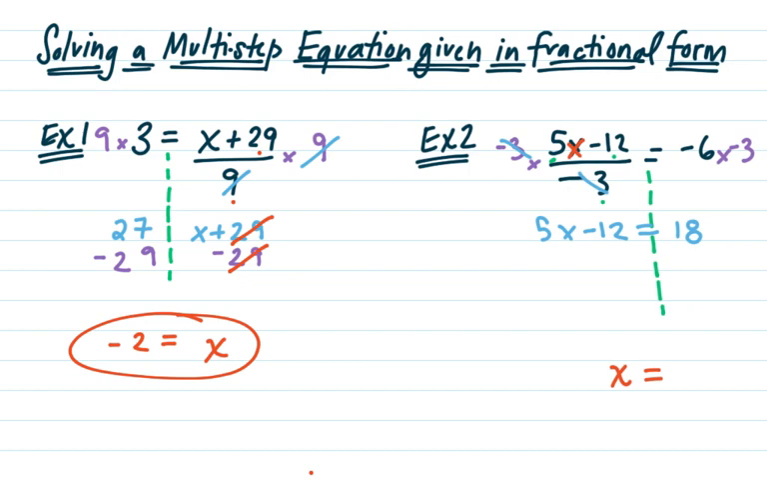Now we want to remove the next farthest thing, so that's going to be the minus 12. We add 12 to both sides, and we get minus 12 plus 12, 5x equal to 30. Now we want x all alone, so we divide by 5, and we are left with the fact that x must equal 6.